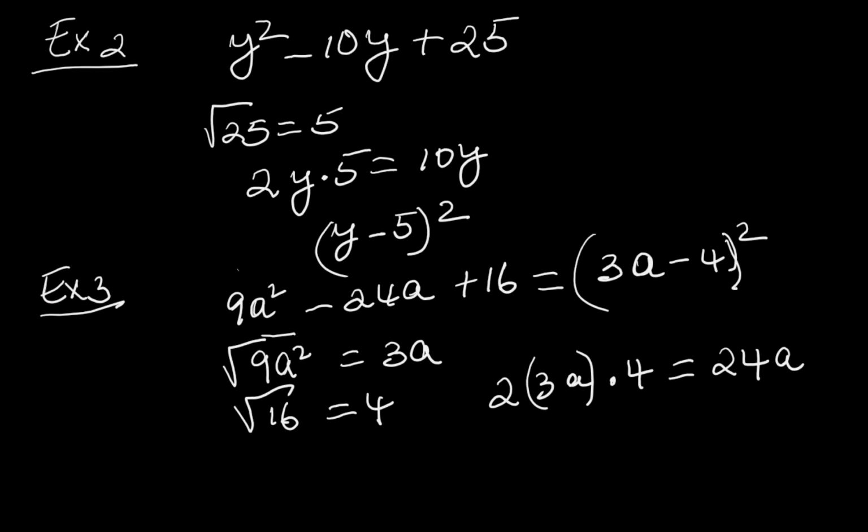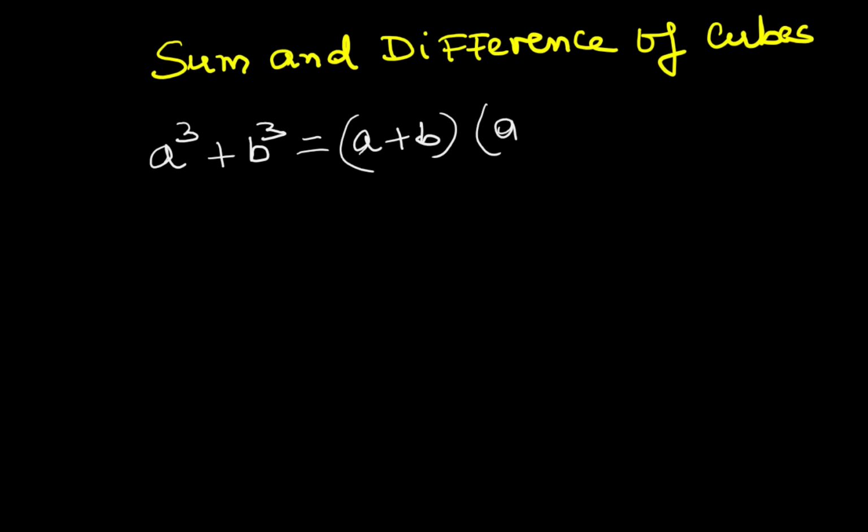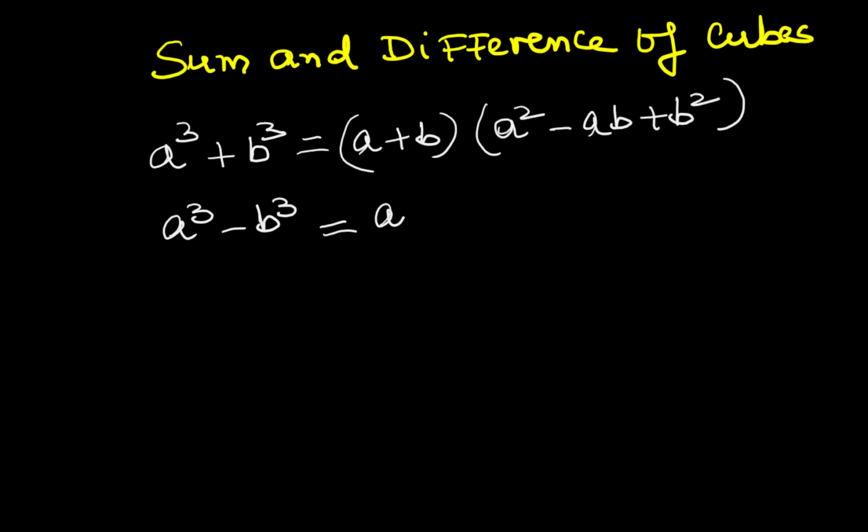Now for the sum and difference of cubes. The formulas are a cubed plus b cubed equals (a plus b)(a squared minus ab plus b squared). A cubed minus b cubed equals (a minus b)(a squared plus ab plus b squared).